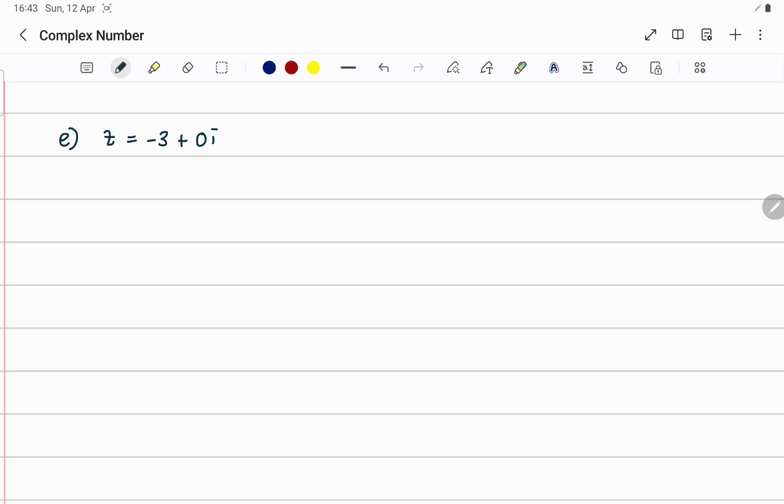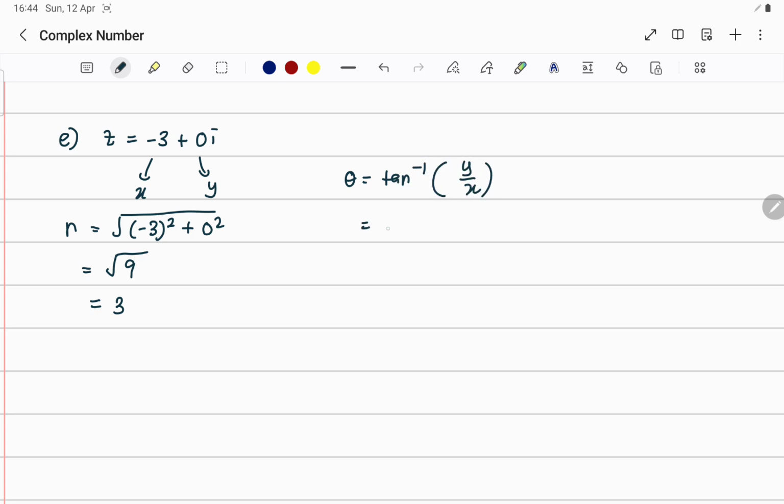Okay, and the next step is from here we can get our r, because this is our x and 0 is our y. So from here we can get our r, which is the square root of negative 3 squared plus 0 squared. You're going to get the square root of 9, which is 3. This is your r. Now you find theta, which is the inverse tangent of y over x. You will get the inverse tangent of 0 over negative 3.